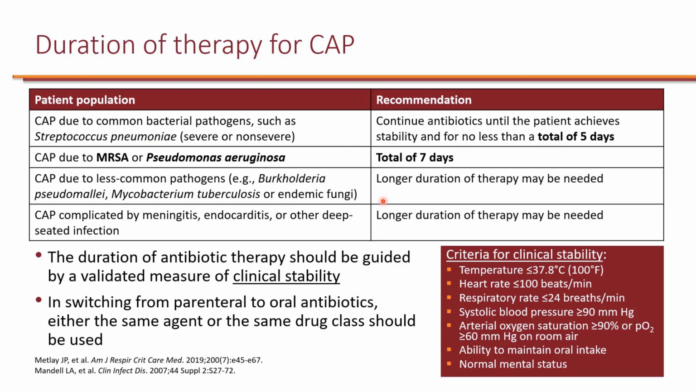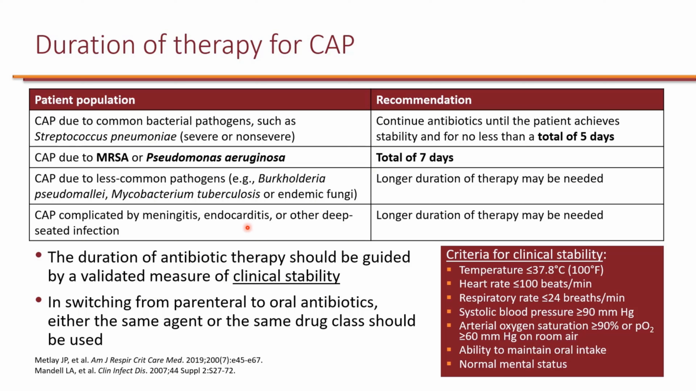And then, if the community-acquired pneumonia is complicated by other infections, then you basically may need longer duration depending on what the infection is. So for example, if someone has meningitis, it may require longer duration of therapy. So even if you're done with the treatment for community-acquired pneumonia, you need to treat longer in order to finish treating meningitis. The same is true with endocarditis and deep-seated infections. In general, deep-seated infections require longer duration of therapy in order to eradicate those organisms.